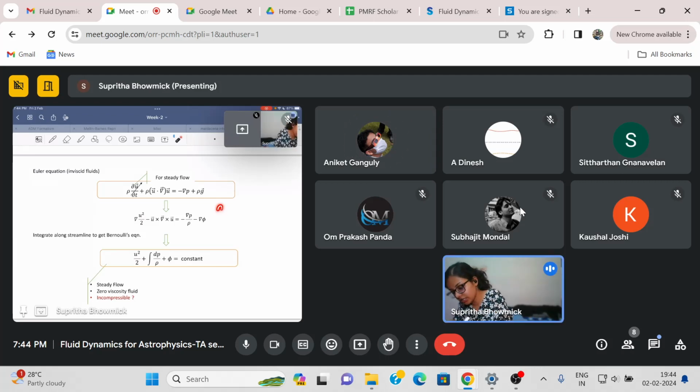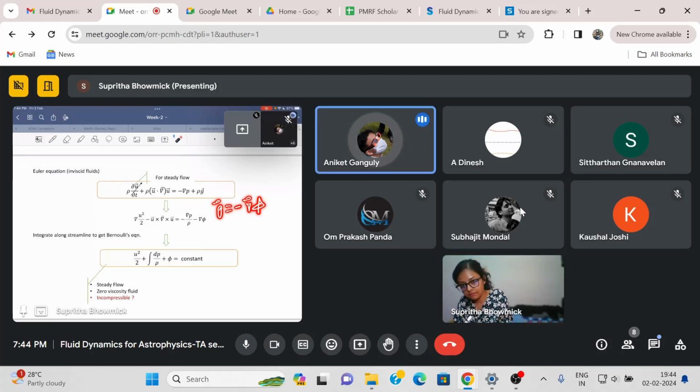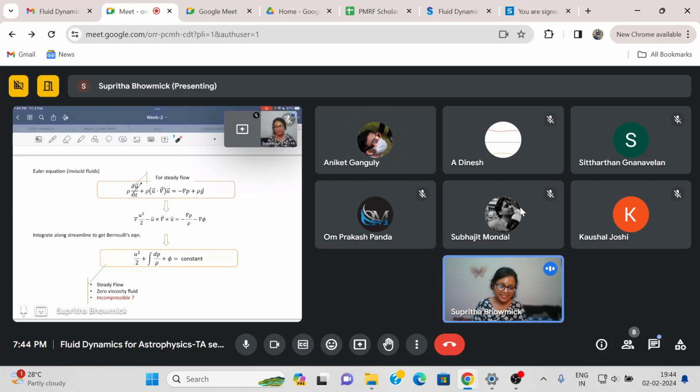Yes, I rewrote G as some minus grad of phi. This is some gravitational potential. But this phi is not the same as the other potential. Absolutely not. Okay, so I got confused because of this one. Yes, understand the context. Just because they're the same symbols, do not get confused. I just rewrote G as this.